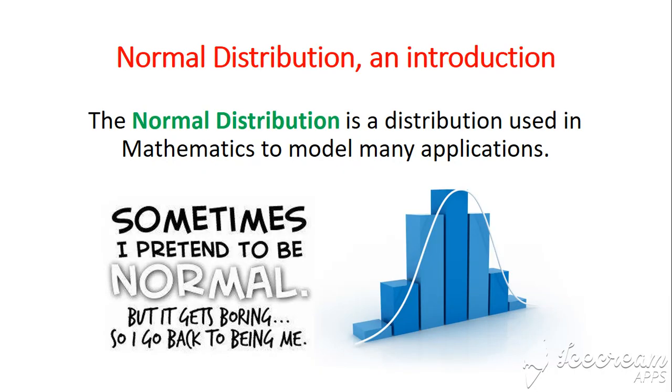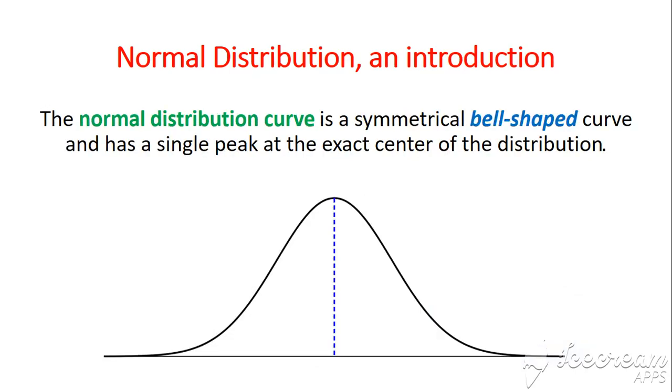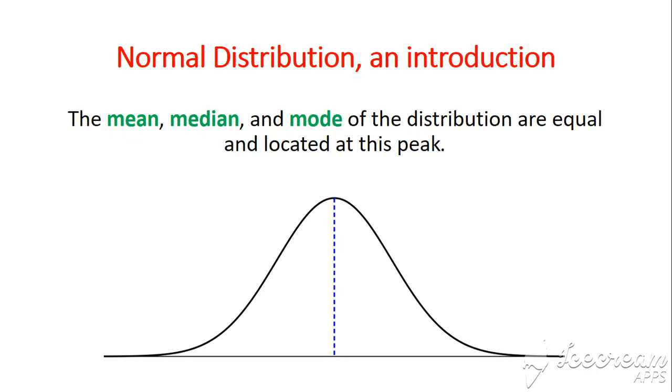The normal distribution is a distribution used in mathematics to model many applications. The normal distribution curve is a symmetrical bell-shaped curve and has a single peak at the exact center of the distribution, right in the middle. Now, the mean, median, and mode of the distribution are all equal. Because we're going to take such a large sample of values, which we'll show you what we mean by shortly, the mean, median, and mode are all going to be the same value. And they're located at the center point at this peak.